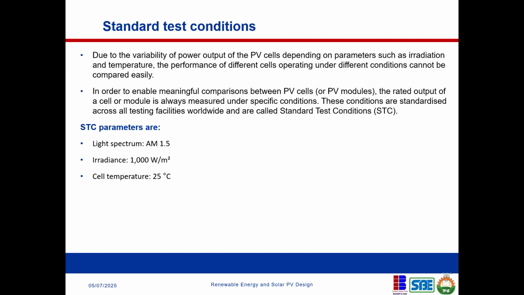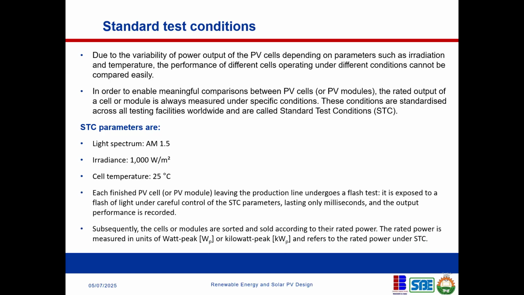So if a panel is rated 300 watts, for you to mount that solar panel and achieve 300 watts output from it, that solar panel has to be operating at 25 degrees centigrade, and the solar irradiation at that point has to be 1,000 watts per meter square. And it also has to be at a light spectrum of 1.5. So these are the standard test conditions.